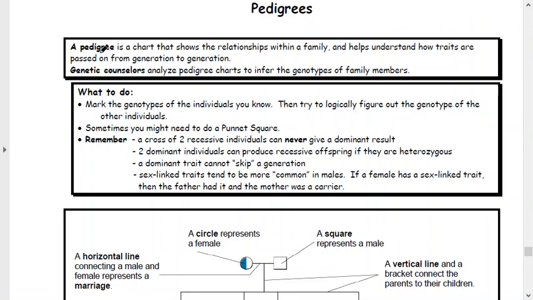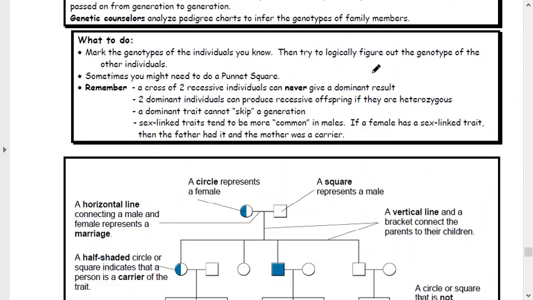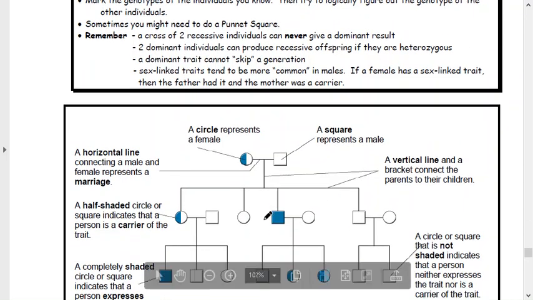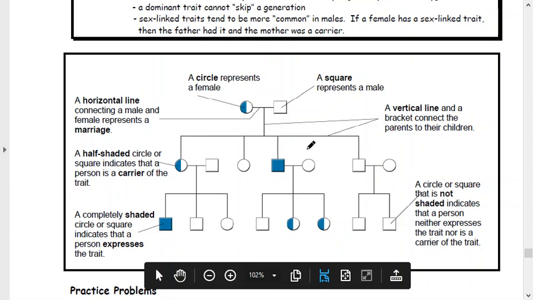So a pedigree, I'm just going to read with you here. A pedigree is a visual, it's a chart that shows you the relationships within a family and helps you figure out how traits are passed on, if they're dominant or recessive, if they're autosomal or sex-linked. So let's just jump down here to a pedigree and see the symbols.